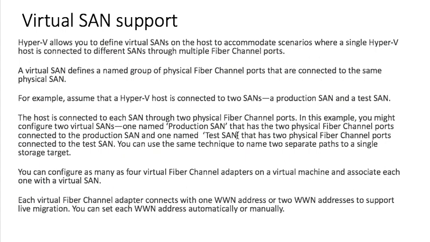You can also configure as many as four Fibre Channel adapters on a virtual machine and associate each one of them with a virtual SAN. Each virtual Fibre Channel adapter connects with one worldwide name address or two WWN addresses to support live migration. You can also set each worldwide name address automatically or manually.